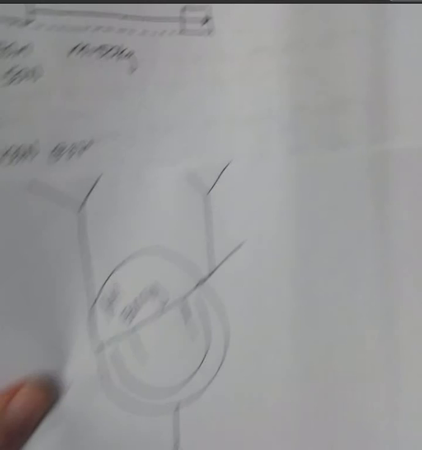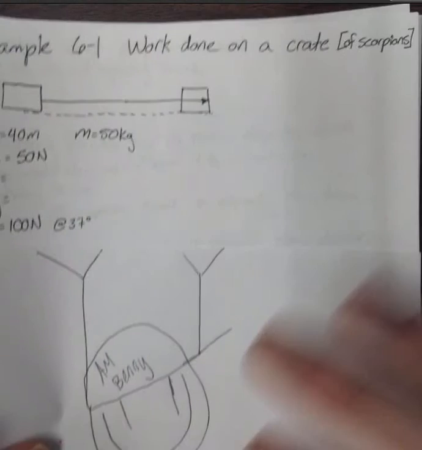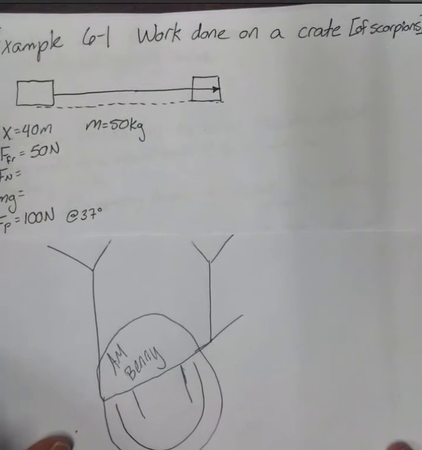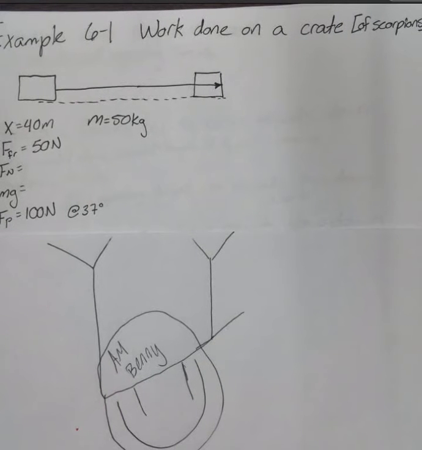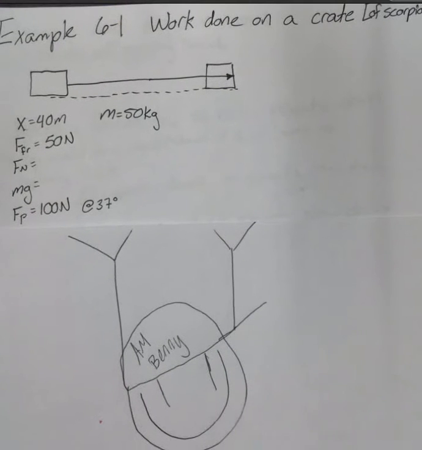So let's look at an example. We're going to take a look at the amount of work done on a crate of scorpions. To do this example problem, we need to know that the mass of the crate is 50 kilograms. We also need to know that the resistive force on the crate is 50 newtons. We may need to calculate the normal force and the force of weight.